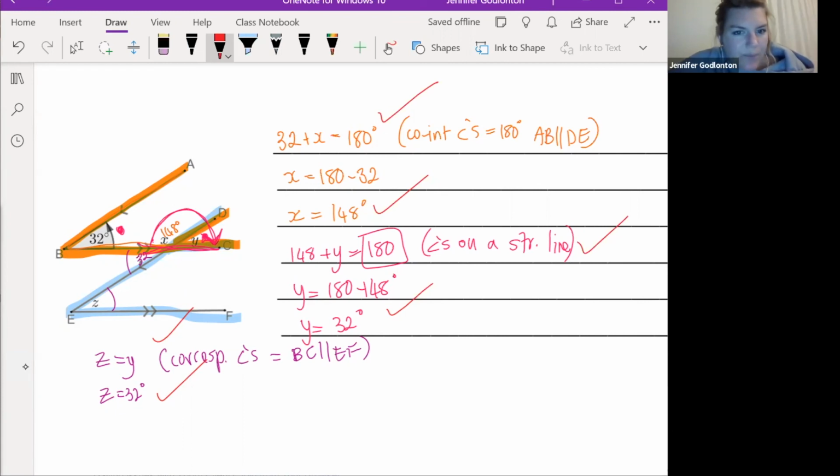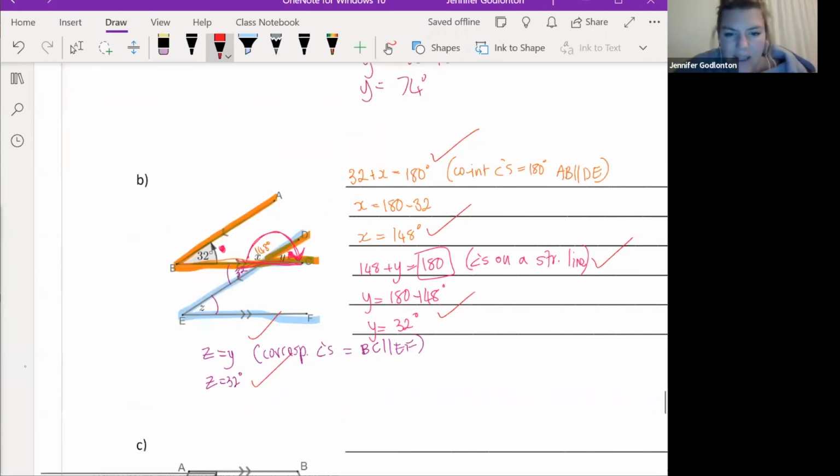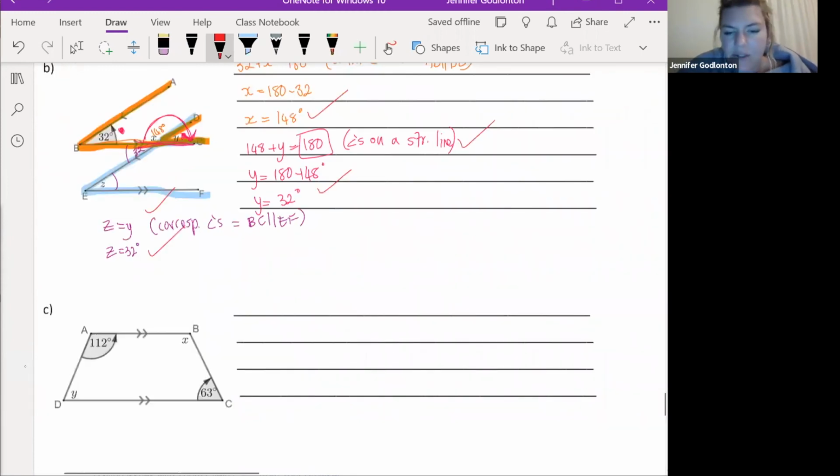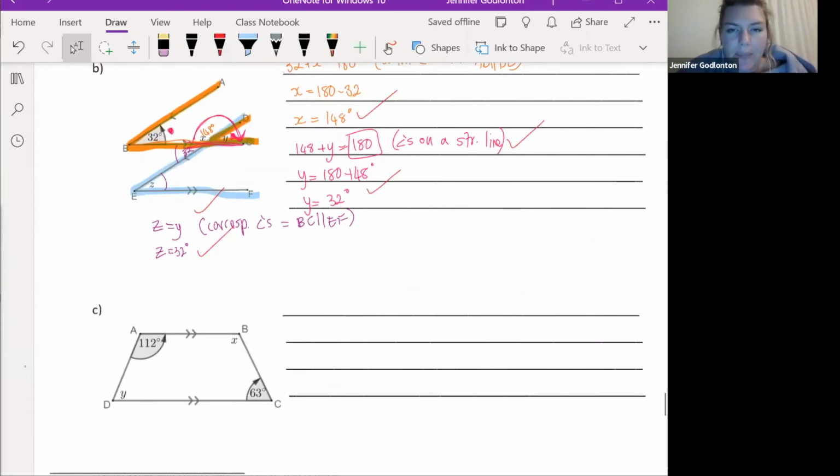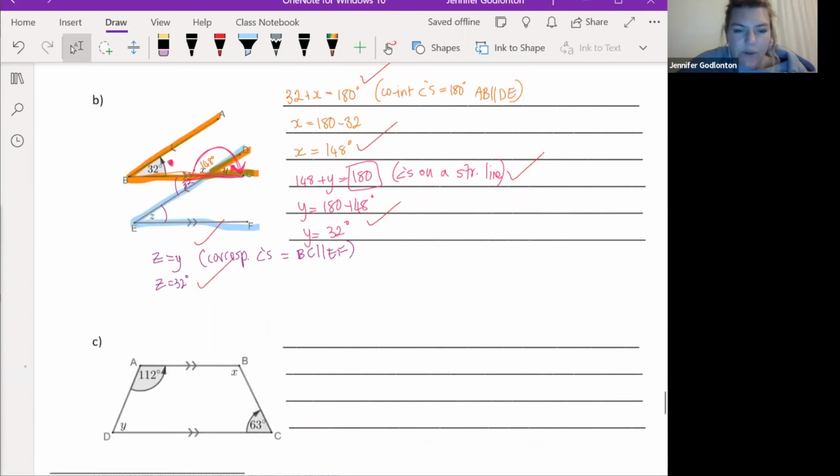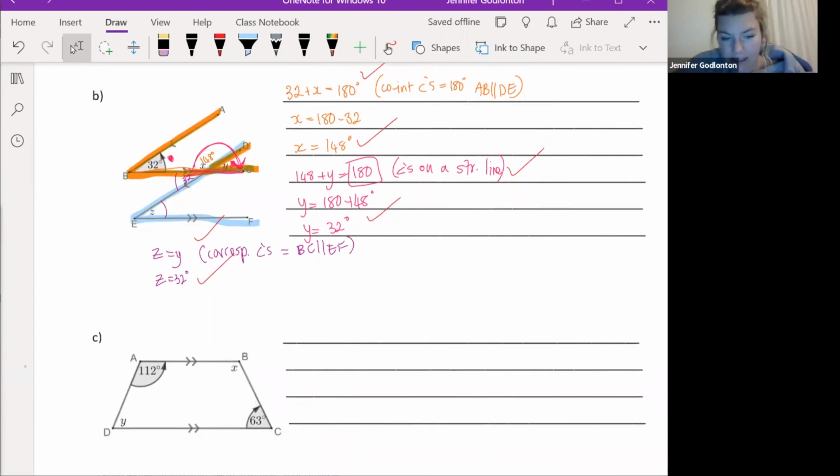Cool. Should we try one more? I think we can sneak one more in. Yeah, let's do one more. This is a nice, easy one. I'll leave this one on the board, so if you were still looking at it, you can. We got 2 minutes to do this, guys. 2 minutes to tell me what X is and what Y is. See if you can beat the clock. I want to know what X is and I want to know what Y is, within 2 minutes.